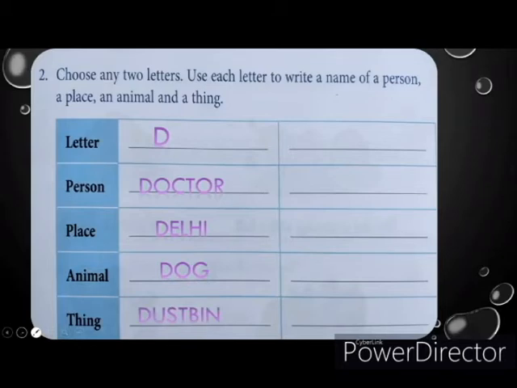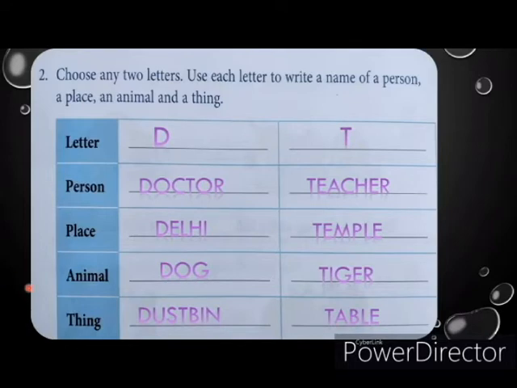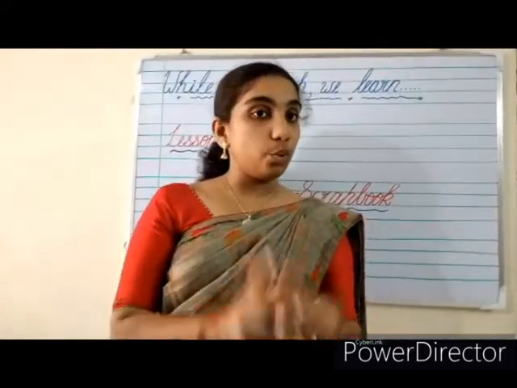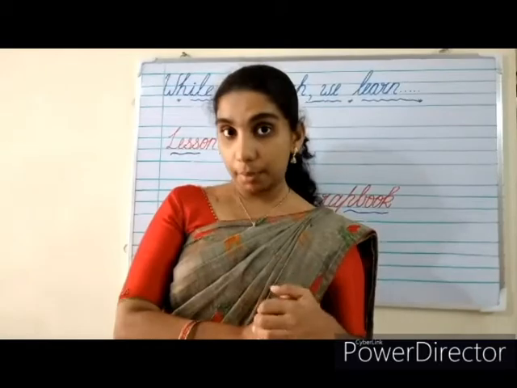Dustbin. Another letter that I am going to select is T. In T, the person is teacher. And a place, temple. Animal, tiger. And a thing, table. So we chose any two letters and we wrote about person, place, animal, and thing. So I think that everyone got a clear-cut idea, right? Kids, we successfully completed our first textual exercise, that is about naming words.